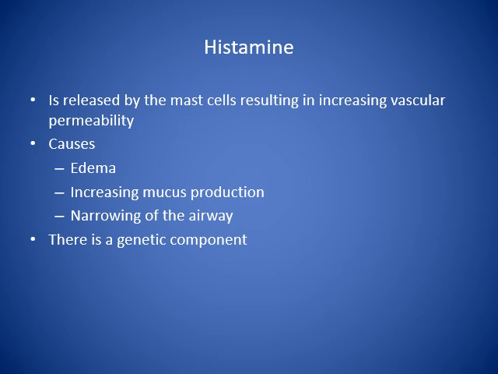So the video talked about histamine release. Histamine causes that bronchoconstriction, that allergy response that's released by the mast cells, which results in increasing vascular permeability. Histamine will cause swelling and edema and mucus production, and therefore will narrow the airway. There can be a genetic component related to asthma.